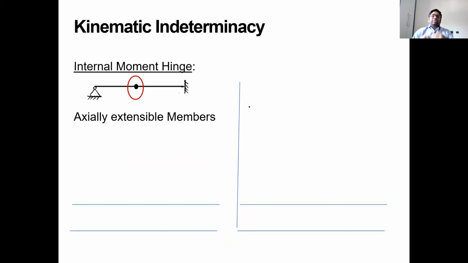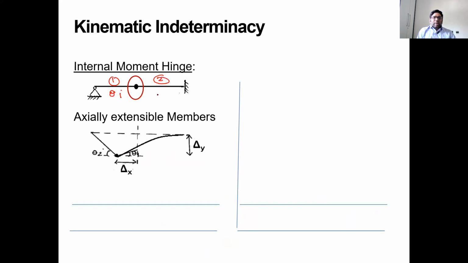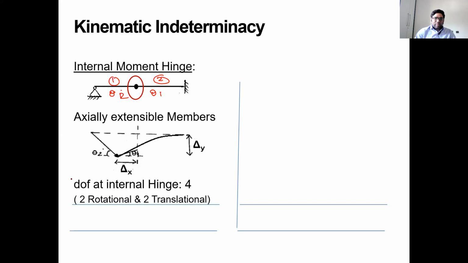So let us say this is an axially extensible member. So extensible means axial force will be there. So because there is an axial movement, what will happen? An internal hinge will try to divide the beam into two parts. So this is part 1 and this is part 2. So for this part you have theta 1, and for this part, for example theta 2. So I will write it here.